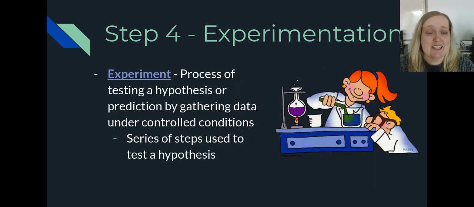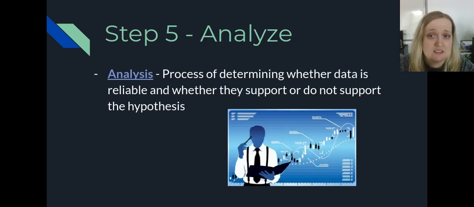Step 4 is experimentation. So this is actually testing your hypothesis, trying to see if it is supported or disproven. Experiment is the process of testing a hypothesis or prediction by gathering data under controlled conditions. And later on in the PowerPoint, I'll talk about what a controlled experiment is. Another way to define experiment is a series of steps used to test a hypothesis.